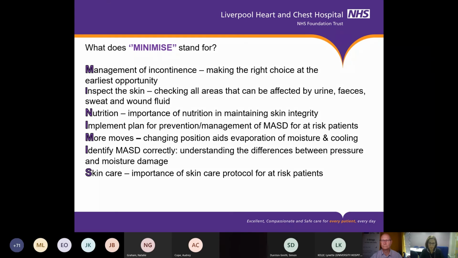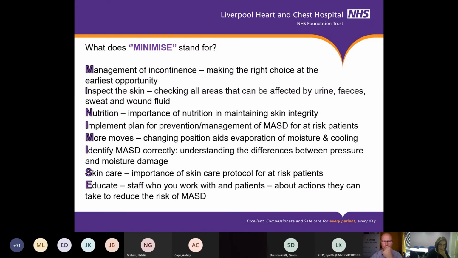So we talked about implementing a plan for prevention and management. Skincare is one of the biggest core components of that plan. It's really important to think about what products are being used to cleanse the skin, what bioproducts are being used. Do you need an advanced skin product as well? And educate. So education's a key thing.